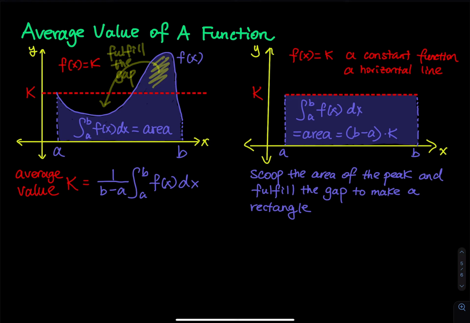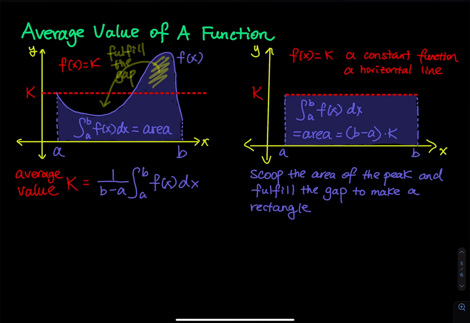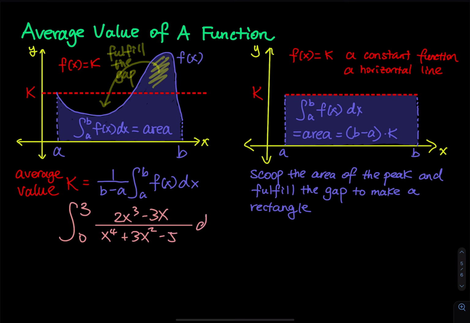So let's do an example. Let's pick a color first. Okay, so we pick this. So I have a definite integral. Let me give myself some space. From 0 to 3, let's do a rational function. How about 2x to the third minus 3x, divided by x to the fourth plus 3x squared minus 5, dx. I am looking for the average value. So this one is from 0 to 3, right? So that means I have to multiply by 1 divided by 3 minus 0. So this is a u-substitution problem.